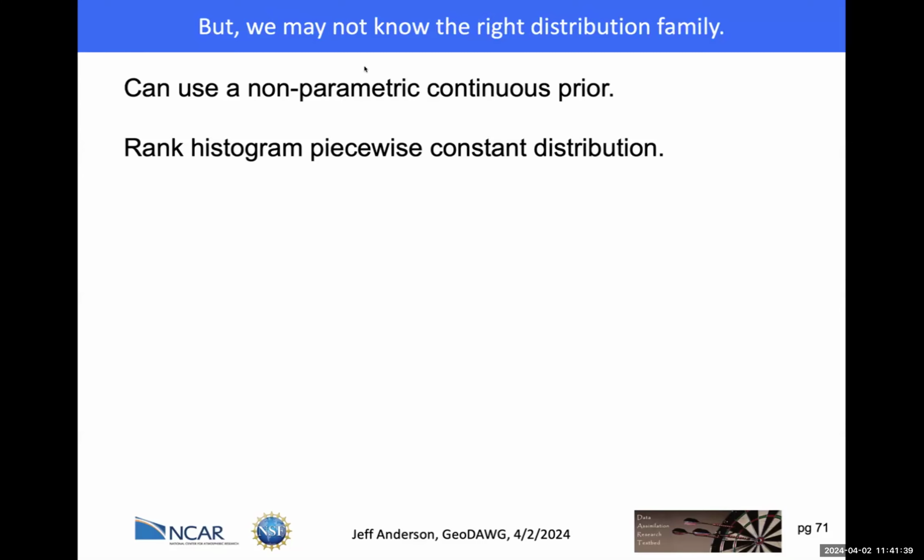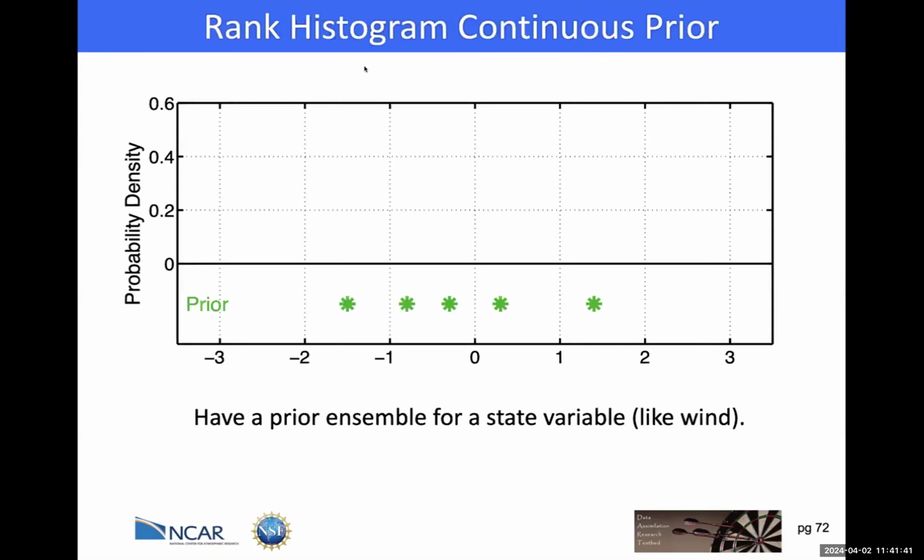That is, in many cases, you may not know what distribution is right. Is this thing really a gamma? Is it really a normal? You may just know something about the bounds. And so one can actually construct a continuous prior distribution, which we need to do this method, directly from the ensemble members in the following way.